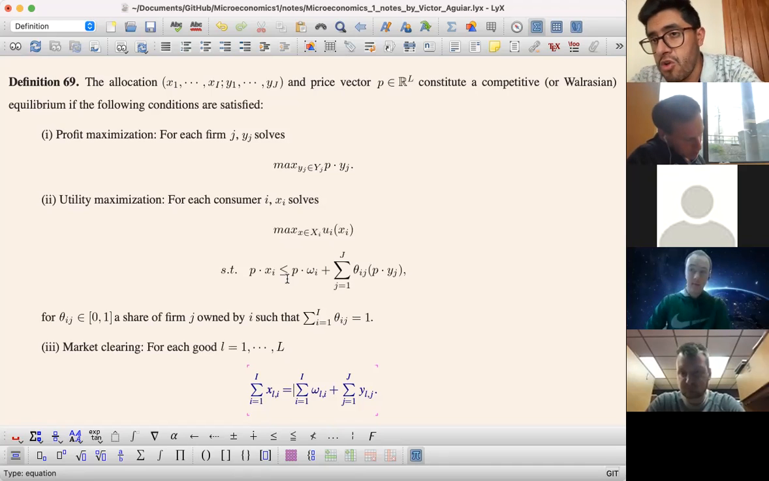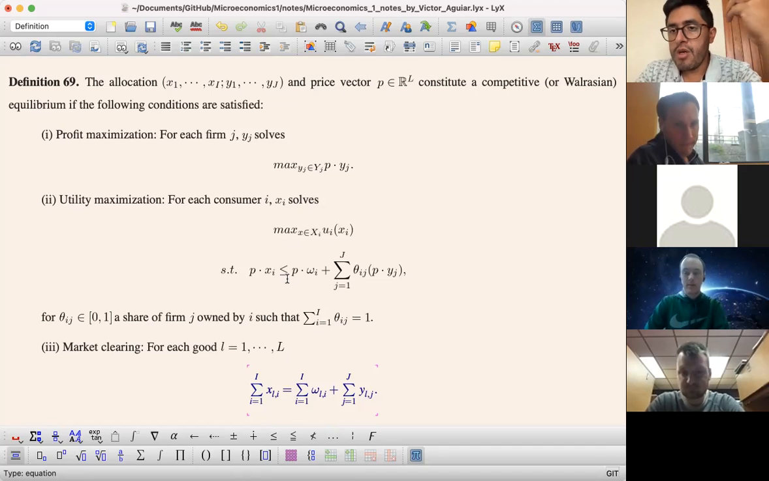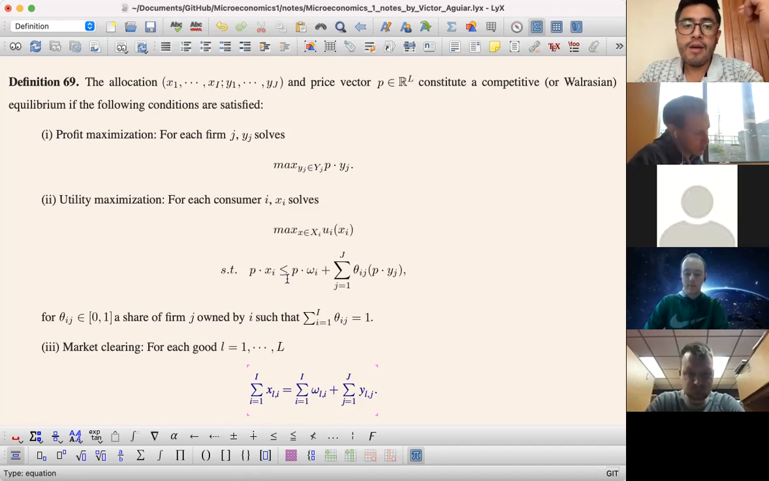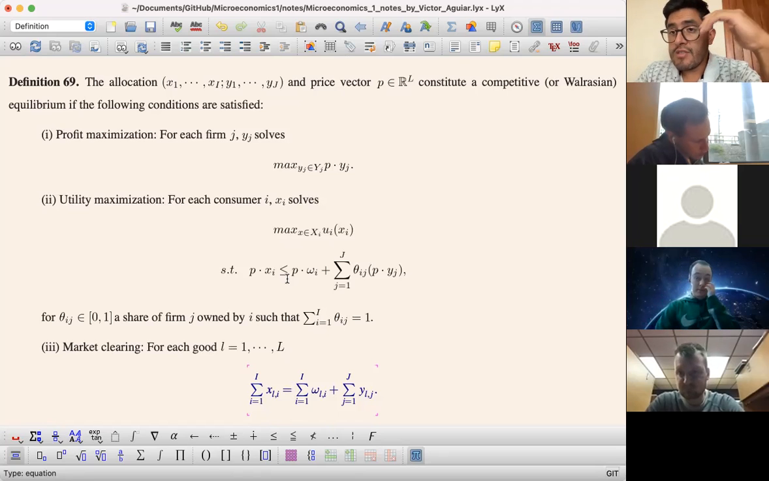Now, right now they don't look like a system of equations, so we're going to do some more work in order to make them look like that. But essentially, that's what's happening, right? So mathematically, it is a system of nonlinear equations that produces as a solution an economic allocation and a price.